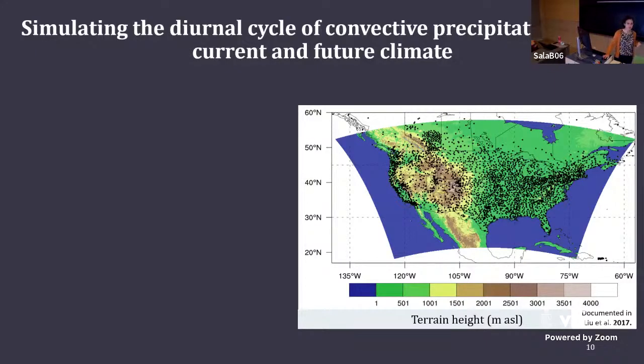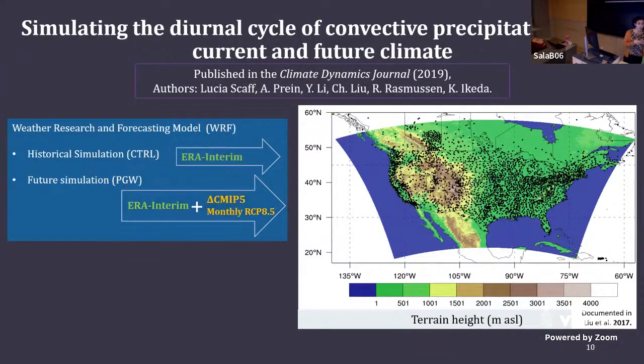That was around 2,900 stations at hourly time step. I need the hourly observations to get the diurnal cycle. More details about the model.